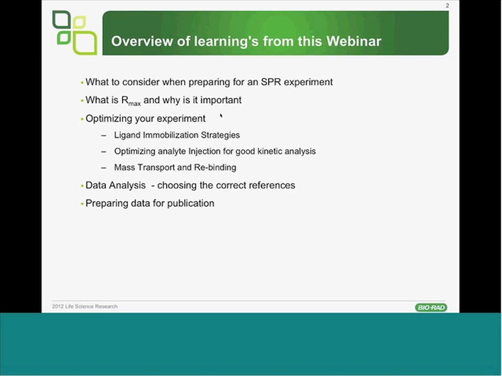And to optimize your experiment, one has to consider ligand immobilization strategies, optimize analyte interactions for good kinetic analysis, mass transport and rebinding, and the data analysis is very important. And of course, at the end, we also have to prepare the data for communication.